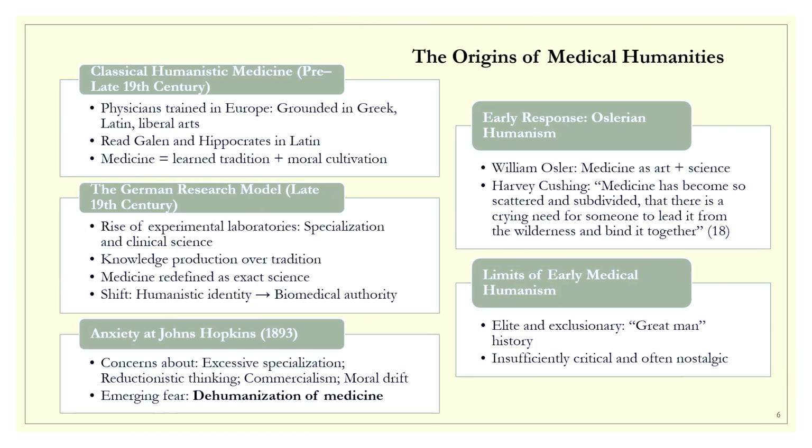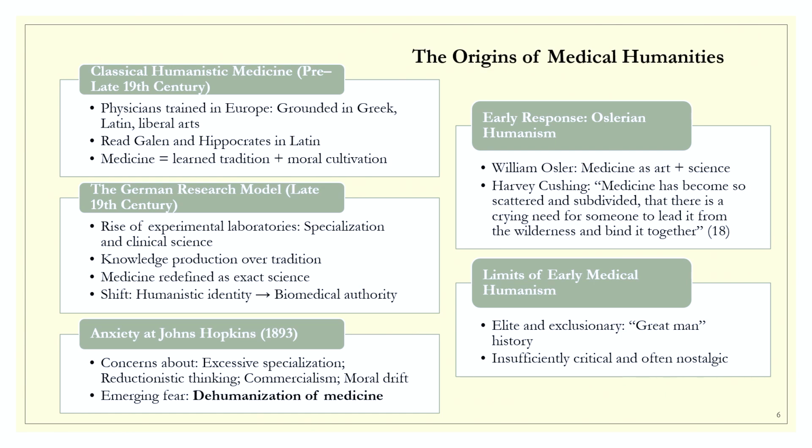So, let us now discuss the origins of the medical humanities, in which we find that before the late 19th century, there were no major research universities or modern medical schools in the United States. Now, the physicians trained in Europe were steeped in classical humanistic education, and medical students in London, Edinburgh, Paris, Padua, and Vienna were required to read Galen and Hippocrates in Latin. History was central to professional identity. Medicine in itself was understood as a part of learned tradition.